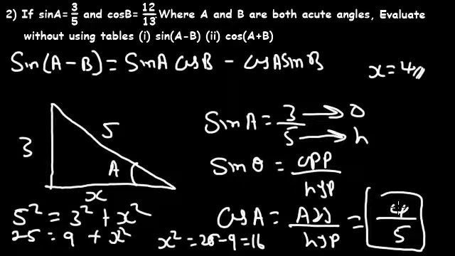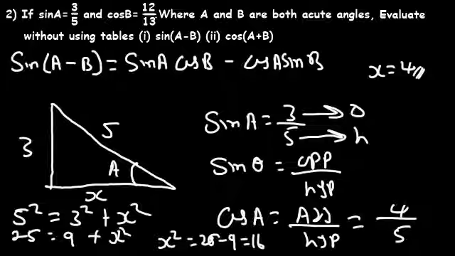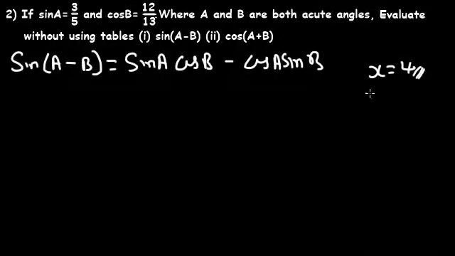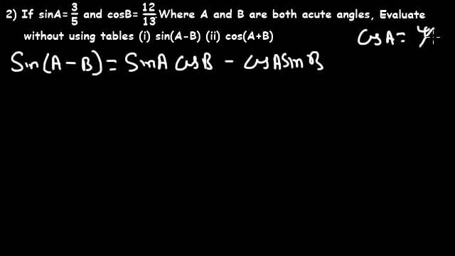Then you repeat the same process for this angle. For B rather. B is also an acute angle. You draw another triangle for B. You are given the cosine B, then you use it to find sine B. And then you can proceed on substituting. So we have cosine A already as 4/5. Let's have it copied and shown. So cosine A is 4/5.